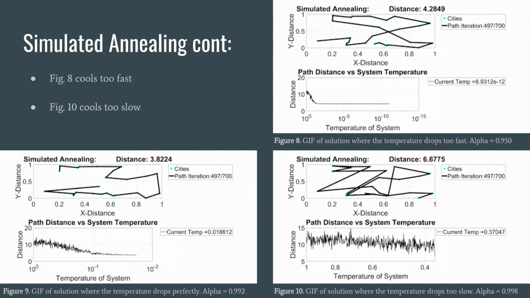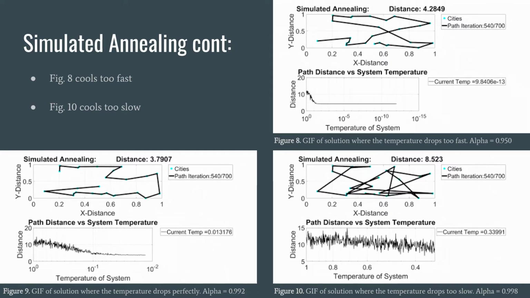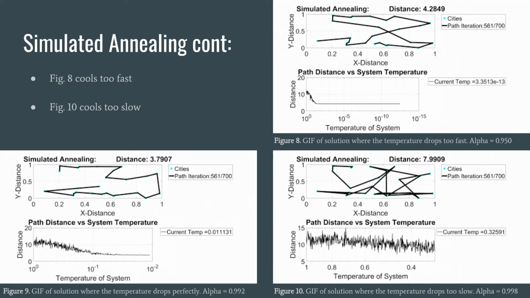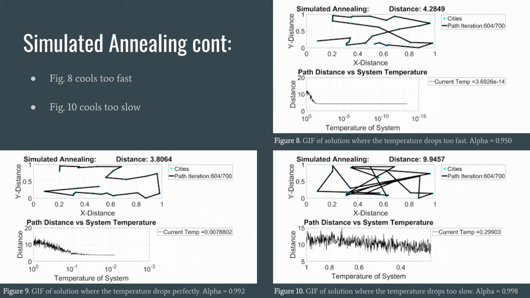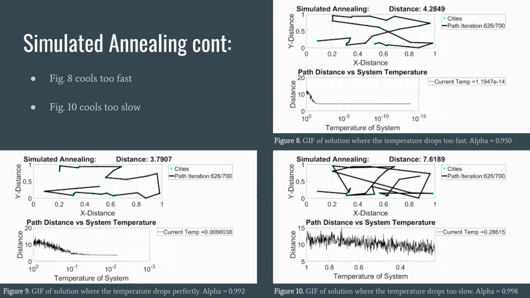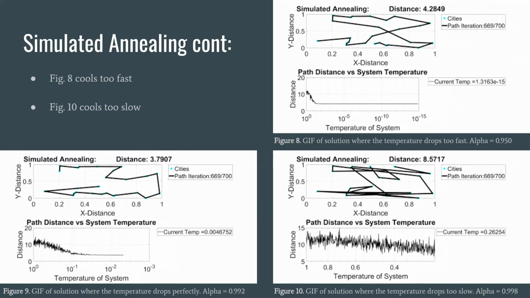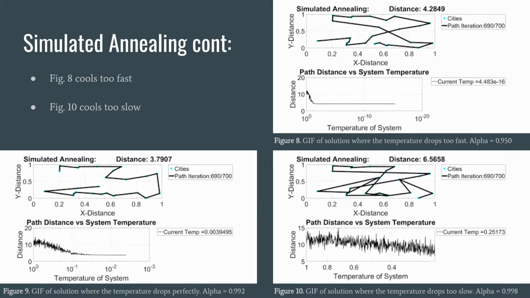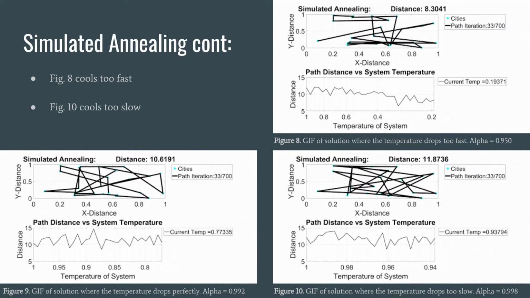This is demonstrated in these three figures right here. It's towards the end of the iteration, but the figures will loop over, so you'll be able to see what I'm talking about. Watch figure 8 in the upper right-hand corner. The temperature drops very fast because we have the alpha set to 0.95, which means at the end of each iteration, the temperature is multiplied by 0.95, causing it to drop very fast.